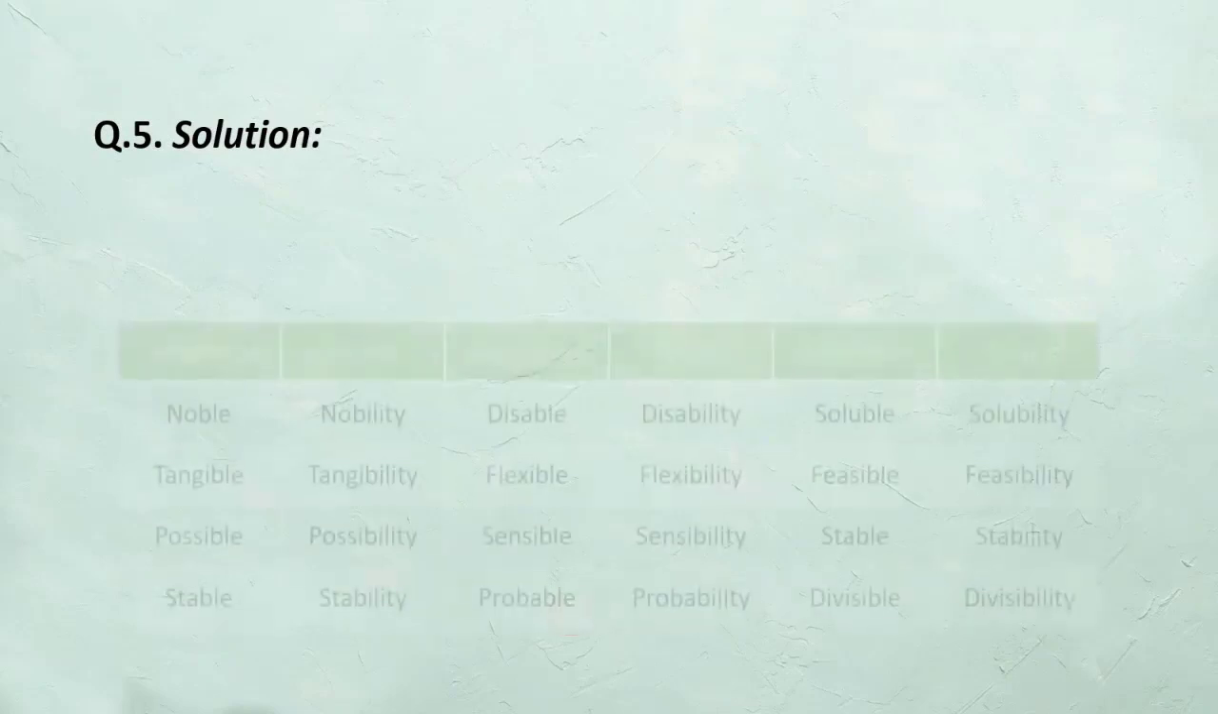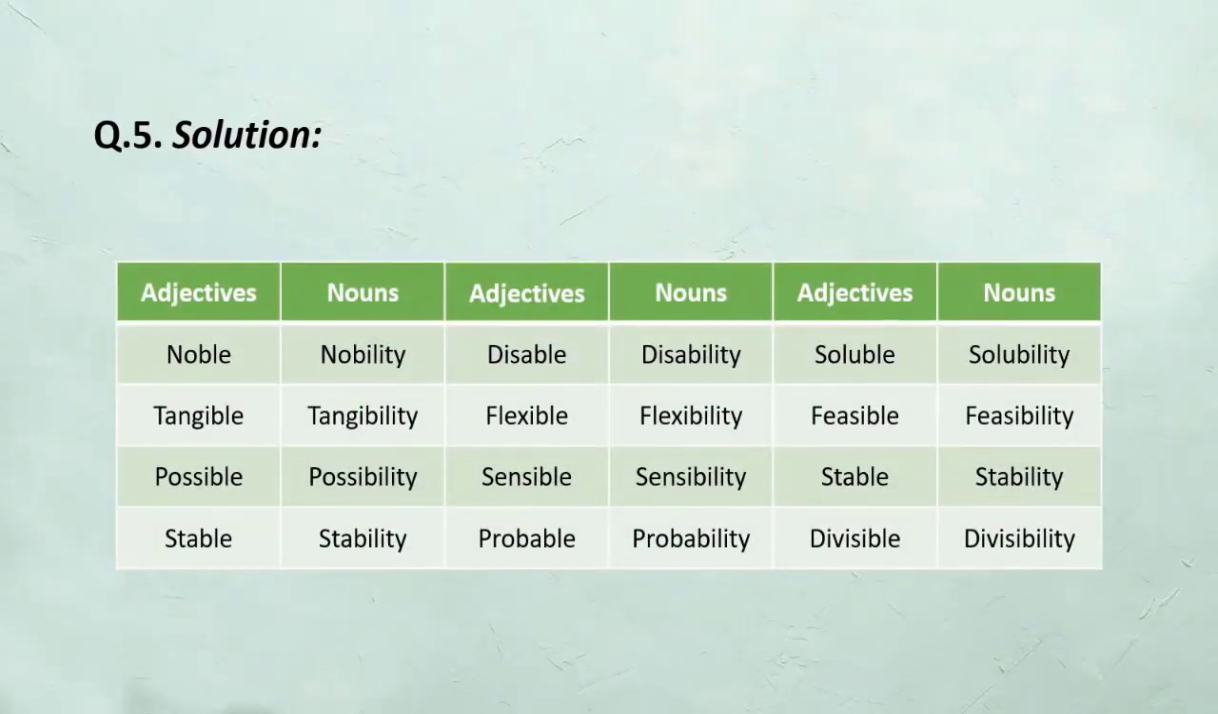You can see the first adjective is noble. Noble becomes nobility. We have added the ity suffix and we have eliminated E. Tangible becomes tangibility. Possible becomes possibility. Stable becomes stability. Disable becomes disability. Flexible becomes flexibility. Sensible becomes sensibility. Probable becomes probability. Soluble becomes solubility. Feasible becomes feasibility. Stable becomes stability. And divisible becomes divisibility.